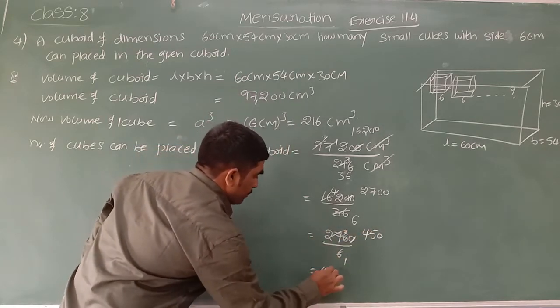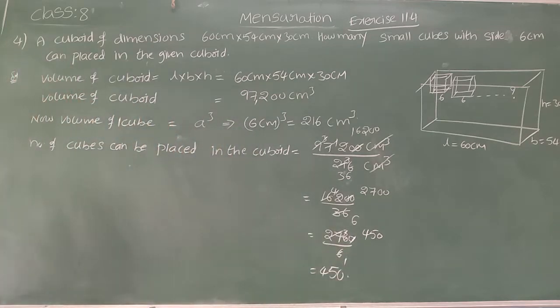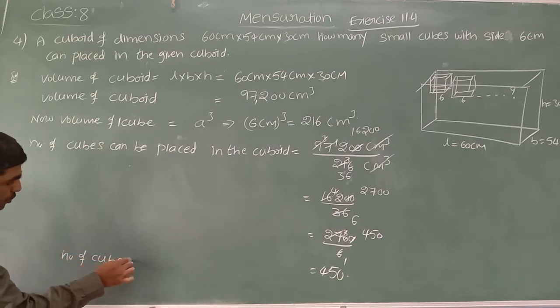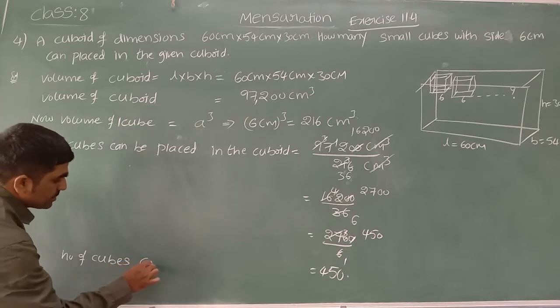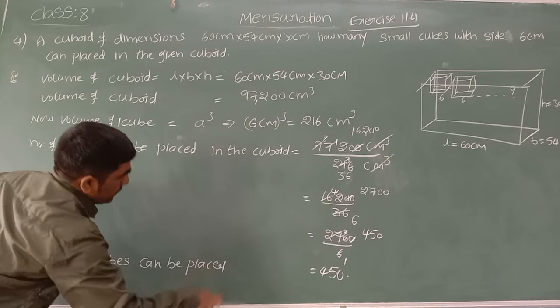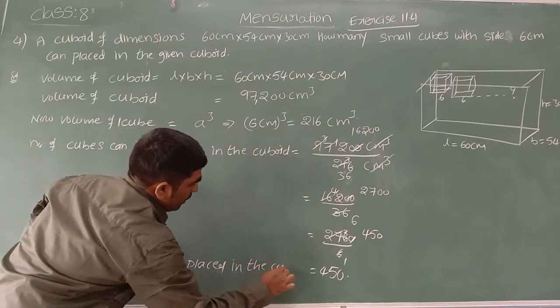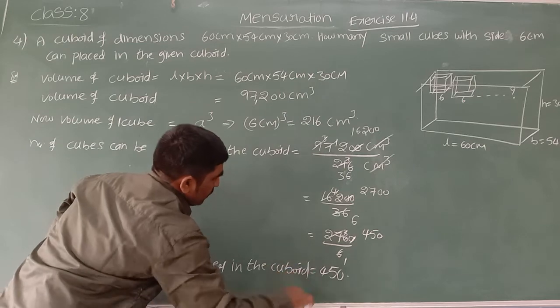Yes, I got 450. So how many such cubes can you place inside the cuboid? Number of cubes that can be placed in the cuboid is equal to 450.